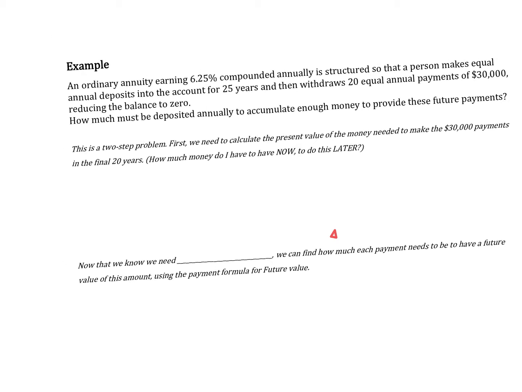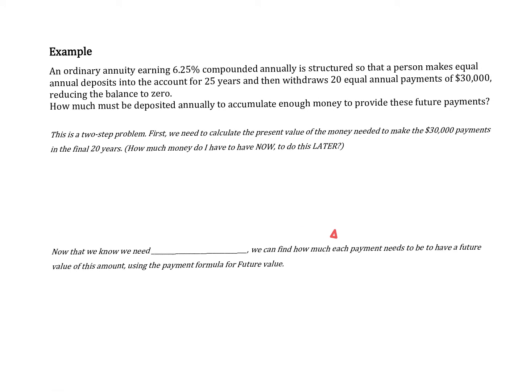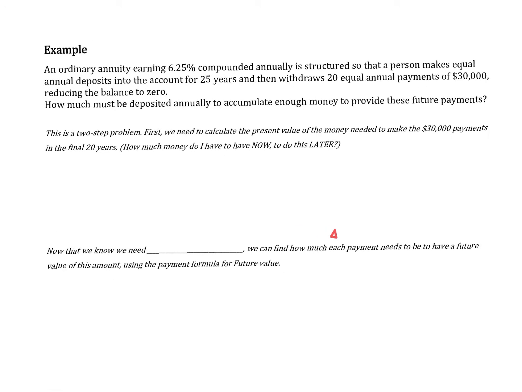So an ordinary annuity is earning 6.25% compounded annually and is structured so that a person makes equal annual deposits into their account for 25 years and then withdraws 20 equal annual payments of $30,000, reducing the balance to zero. I want to know how much must be deposited annually to accumulate enough money to provide these future payments. So I need to know how much I am going to deposit now into this account. That's the present value I'm looking for.